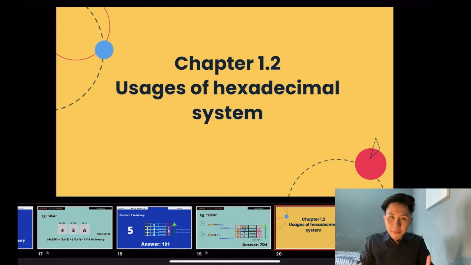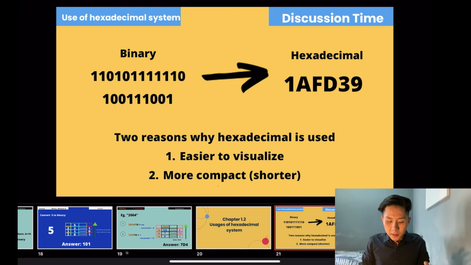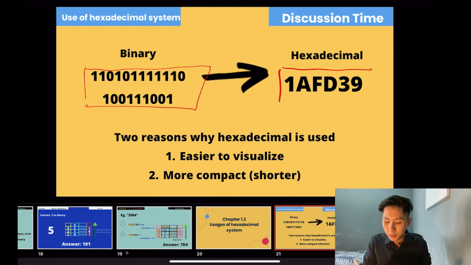And next up, having learned about the hexadecimal system, we are going to have a look at some of their usages in computer science. Why do we need them if we already have the binary system? Just look at this diagram. The binary value here, its corresponding hexadecimal value is this. Okay, I won't do the conversion part. You guys can try it yourself.